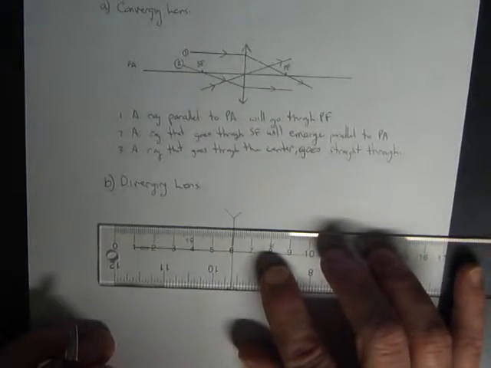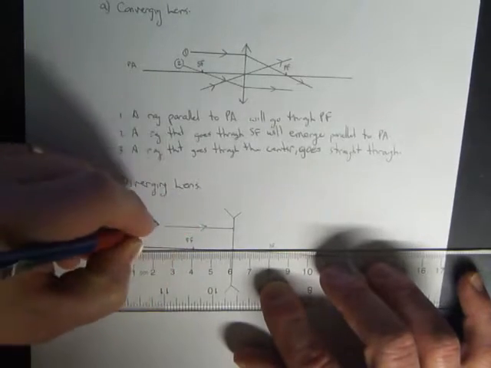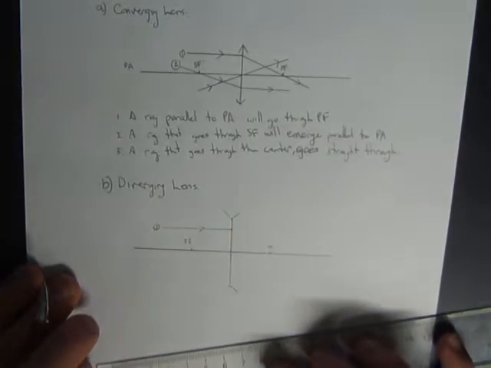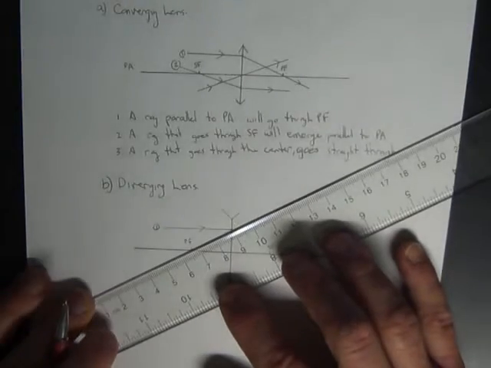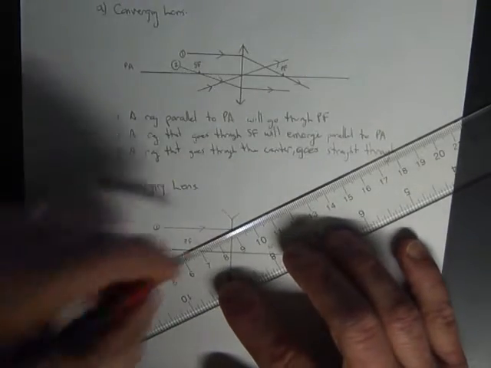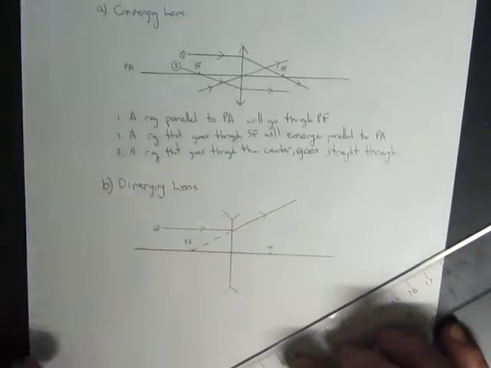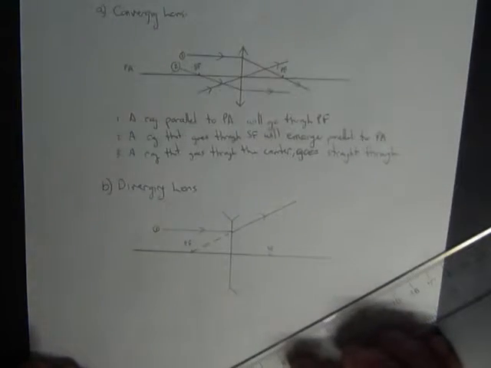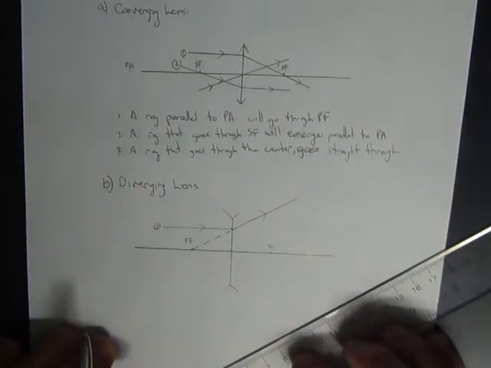A ray that is parallel to the PA. Remember, it's diverging. So it's going to bend up and away, but it's going to bend up and away as if it came from PF. I'm going to draw a dotted line on the one side because we are going to have to extend it in behind. And I did a really crappy job there. See how that's not really lining up there? That was bad.